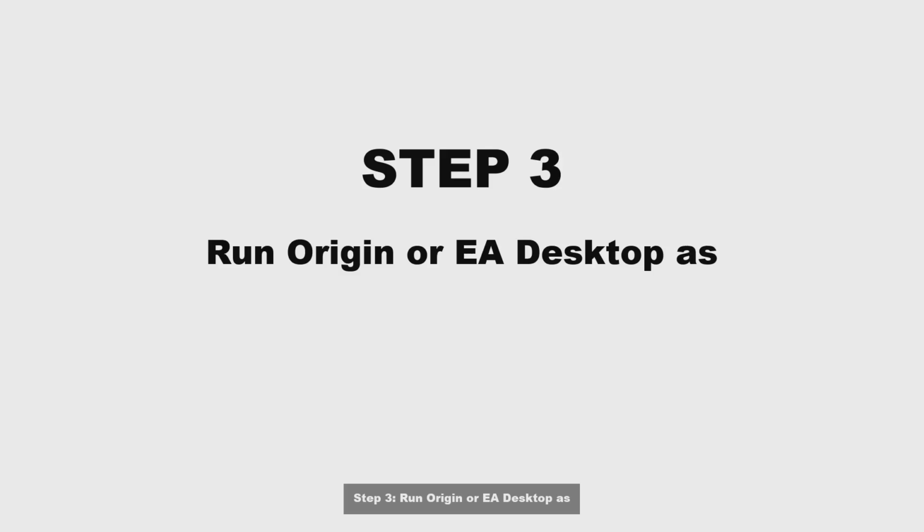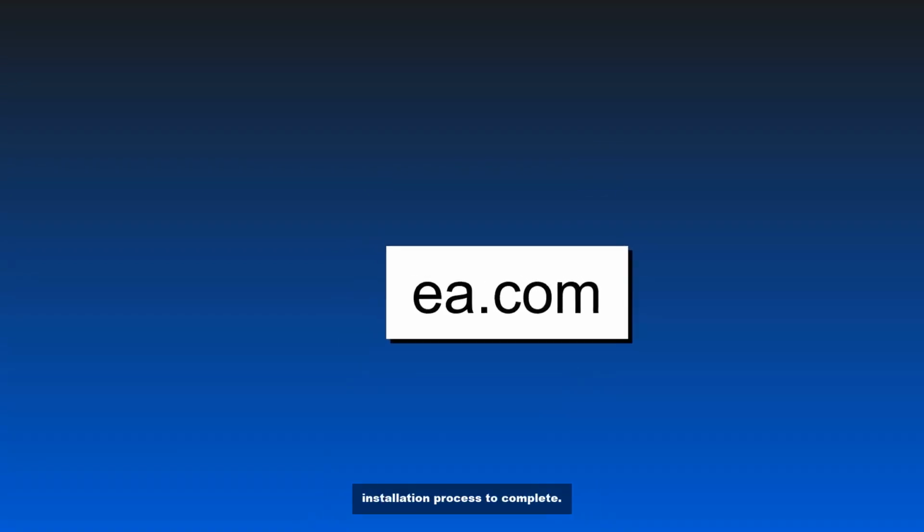Step 3. Run Origin or EA Desktop as administrator. Right-click on the Origin or EA Desktop icon and select Run as administrator. This can provide the necessary permissions for the installation process to complete.